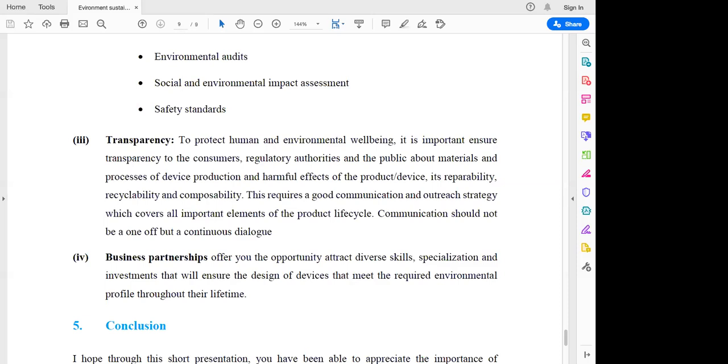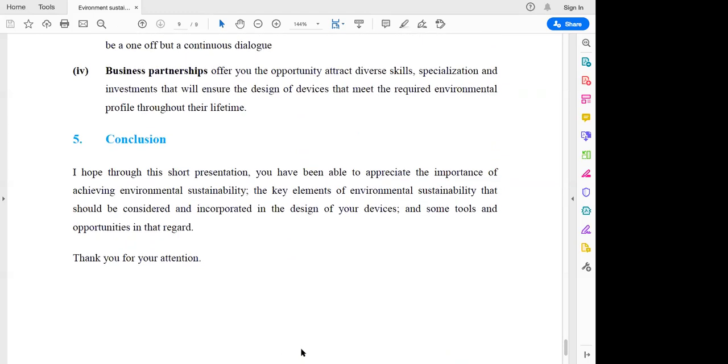You have seen that meeting sustainability is not something that might be achieved by one individual firm. And so business partnerships offer you the opportunity to attract diverse skills, specialization, and investment that will ensure the design of devices that meet the required environment profile throughout their lifetime. I thought I should be able to take you through all these things.